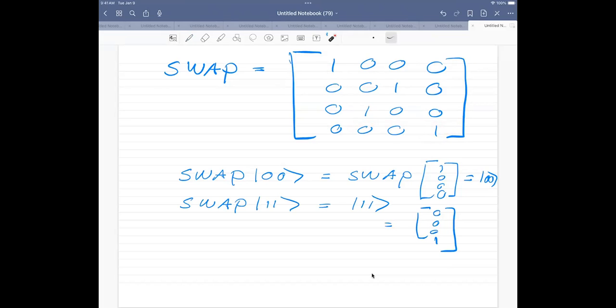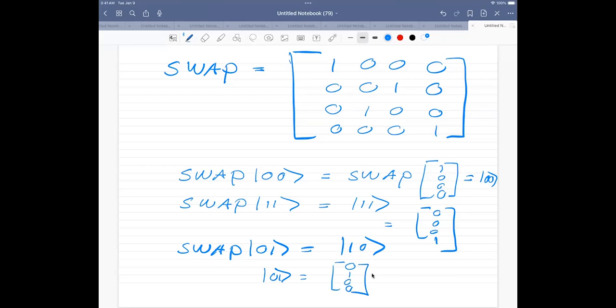Now, what happens next if I act on the state 0, 1? What it does, it swaps the qubits. So I get 1, 0. And you can see that if you now just recall that 0, 1 is equal to 0, 1, 0, 0. And if you multiply it with that swap matrix, you actually interchange this one and place it here. So you get from a 0, 1 to 1, 0. So you swap the two qubits.